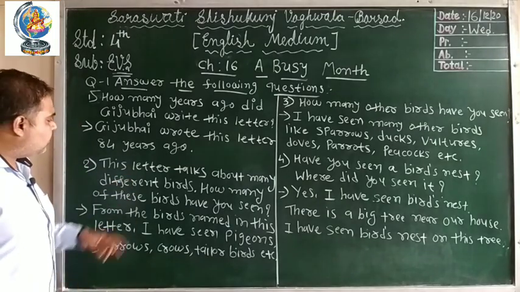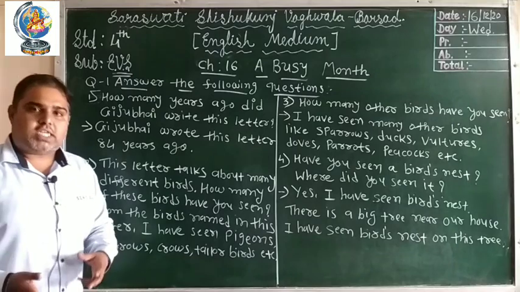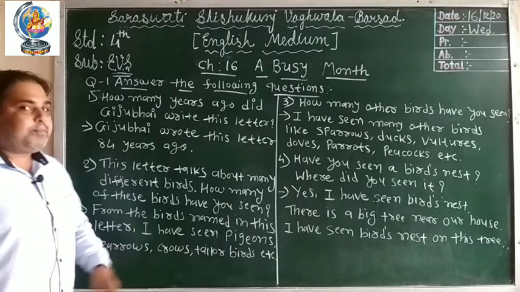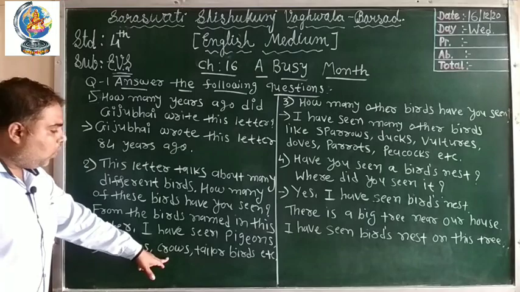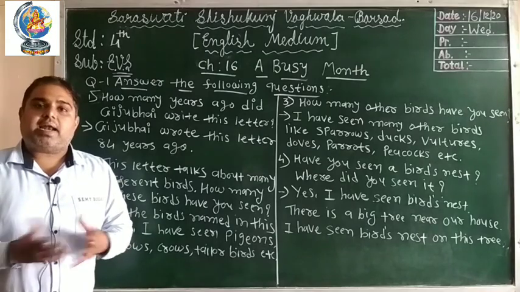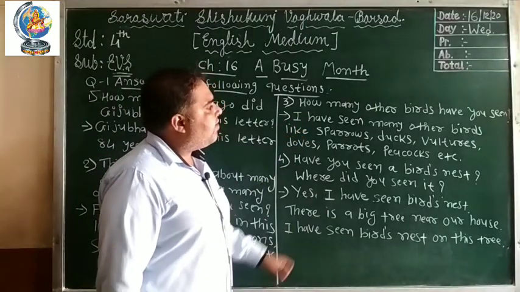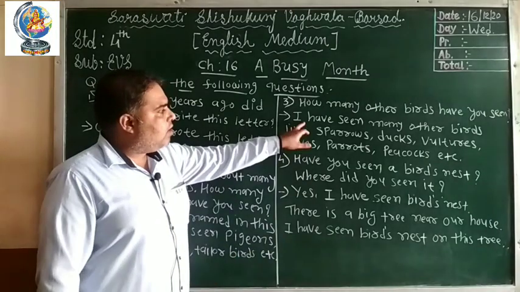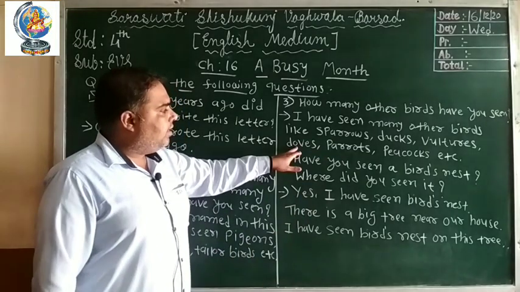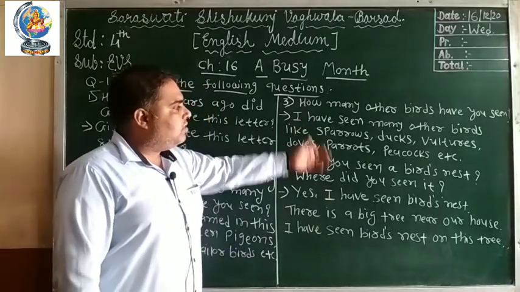Students, the second question is: this letter talks about many different birds. How many of these birds have you seen? So students, the answer is, from the birds named in this letter, I have seen pigeons, sparrows, crows, tailor birds, etc. So this type of birds you must have seen around your house. Students, the third question is: how many other birds have you seen? Students, apart from these birds, I have seen many other birds like sparrows, ducks, vultures, doves, parrots, peacocks, etc. So this type of birds we have seen.